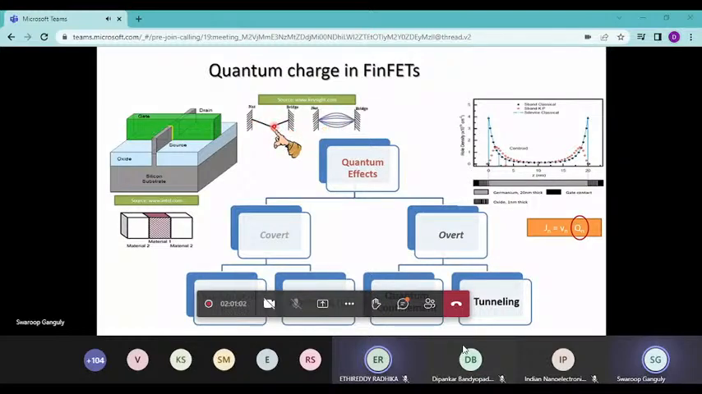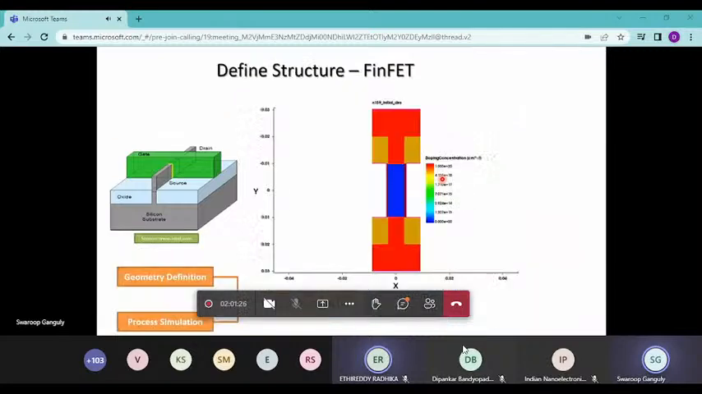If you have a string between two ends and you pull it, it vibrates in modes like this. The electron wave in the FinFET will do the same thing. So we will see how to simulate this, and we will also see what the effect of this turns out to be. I've shown you the effect here, but let me not get ahead of myself. So let us see what is needed to define to simulate this device.